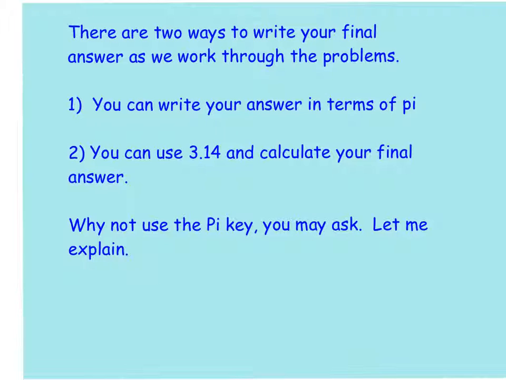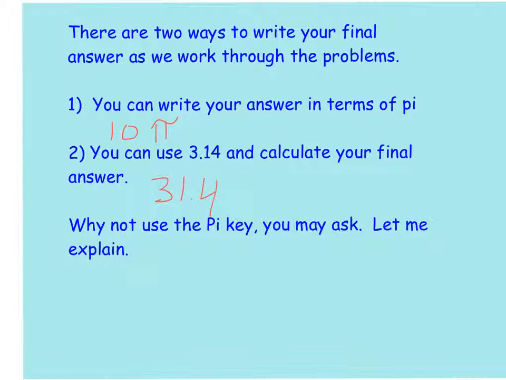So as we start looking at this, I want to give you a heads up. There's two ways that we can write our final answers as we go through this. One is to give our answer in terms of pi. So that might look something like 10 times pi. Occasionally we might also go ahead and calculate 10 times pi, which would be 31.4. And these would be area measurements.